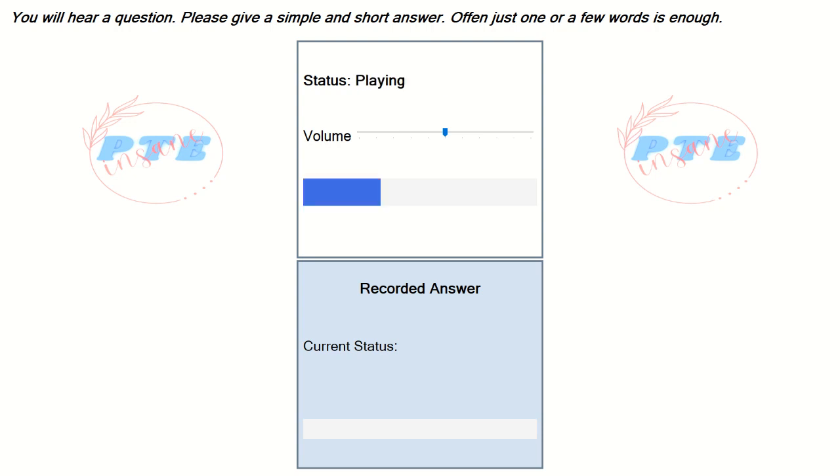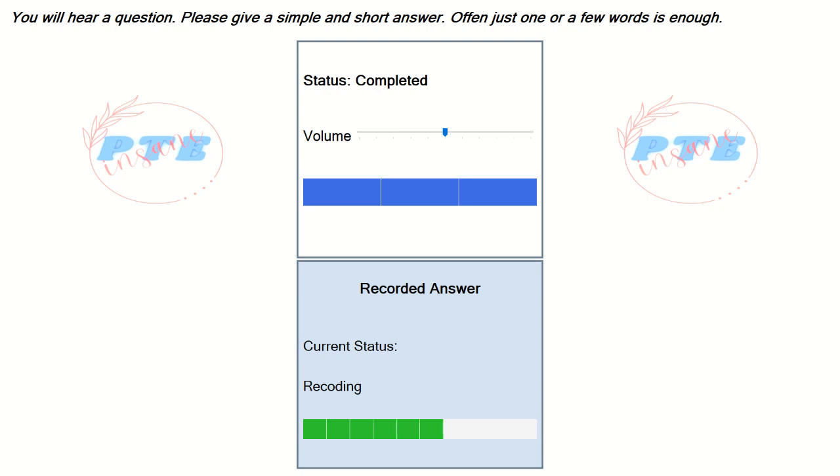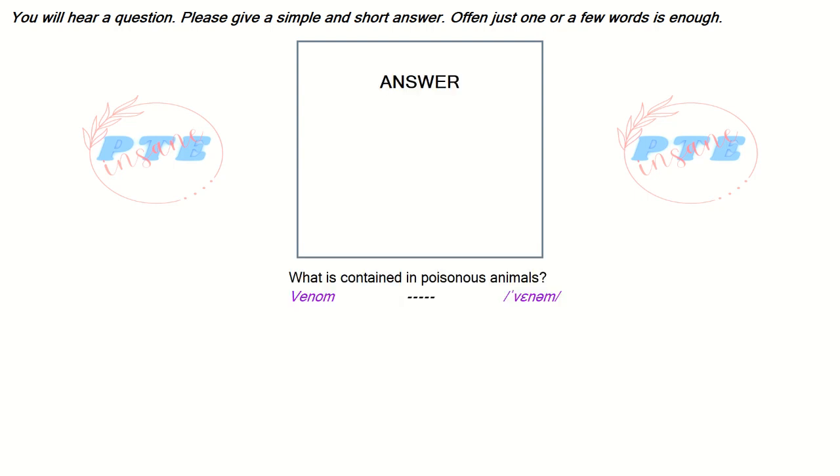What is contained in poisonous animals? Venom.